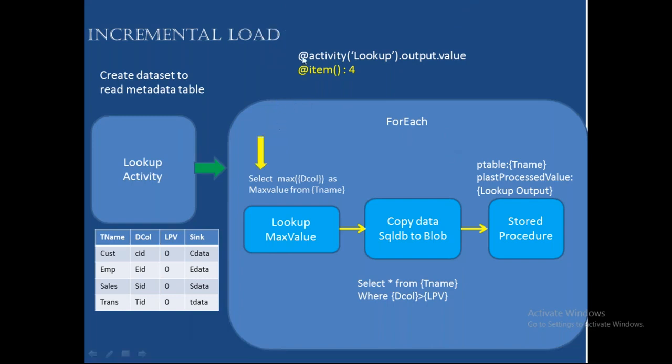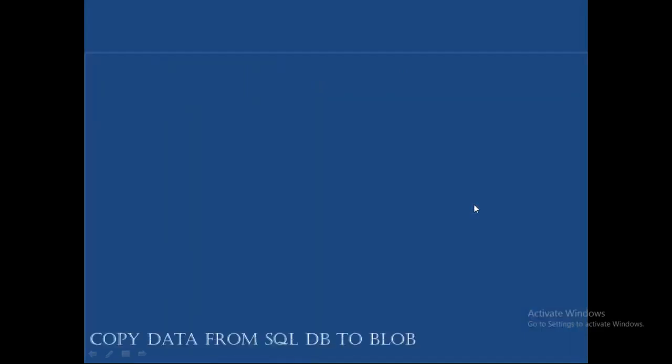So now what happens? For each will give you first the cust table, next it will give you the EMP table, next it will give you the sales table record, next it will give you the trans table. So one by one you are going to process. Okay, so that's all, friends.